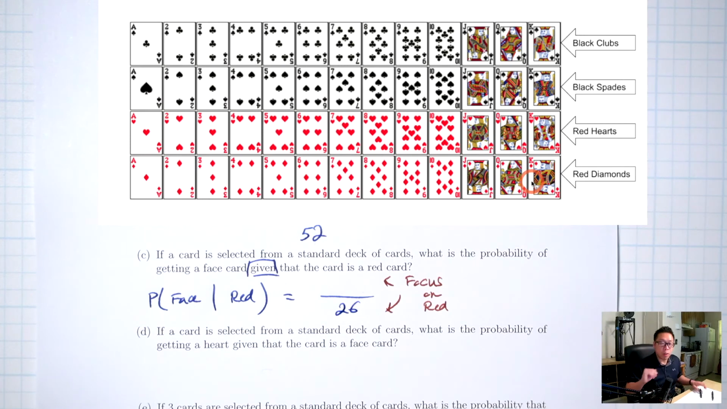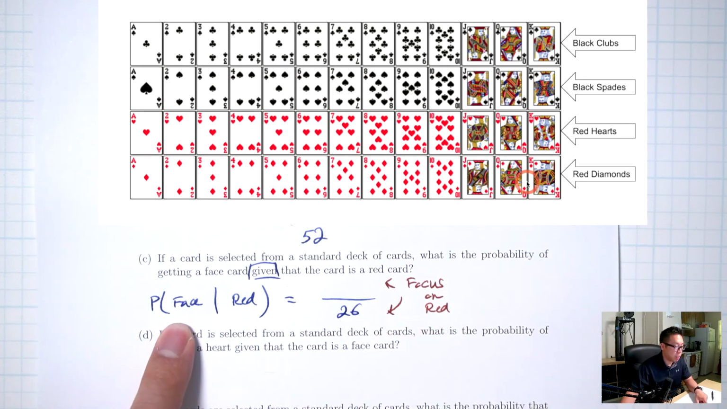And then for the top, still focusing on just the red cards, how many are face? So just the red cards, how many are face? Jack, Queen, King, hearts, Jack, Queen, King, diamonds. 6.